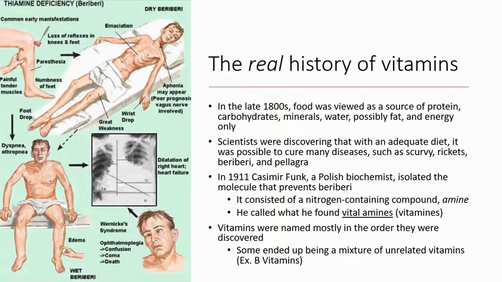So vitamins were named mostly in the order they were discovered. If you've ever wondered why things are called vitamin A, vitamin B, vitamin C, it doesn't really stand for anything. It was just the order that those different compounds were discovered. And then a lot of them ended up being a mixture of unrelated vitamins. The B vitamins are actually structurally very different. They just got put under this umbrella of B vitamins based on when they were discovered.